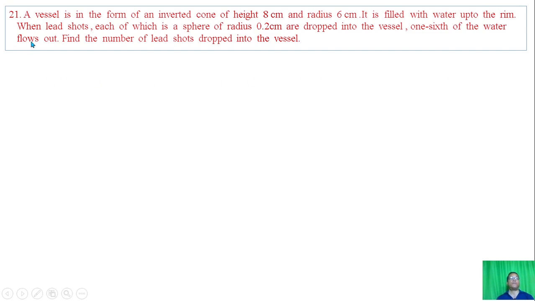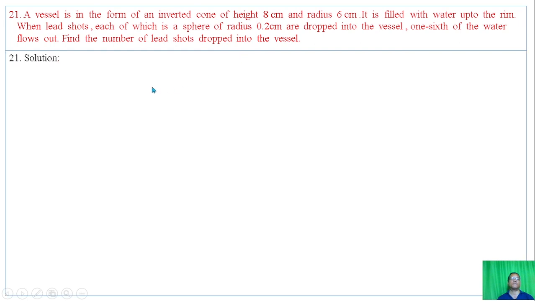Question 21. A basin is in the form of an inverted cone of height 8 centimeter and radius 6 centimeter. It is filled with water up to the rim. When lead shots, each of which is a sphere of radius 0.2 centimeter, are dropped into the basin, 1/6 of the water flows out. Find the number of lead shots dropped into the basin.